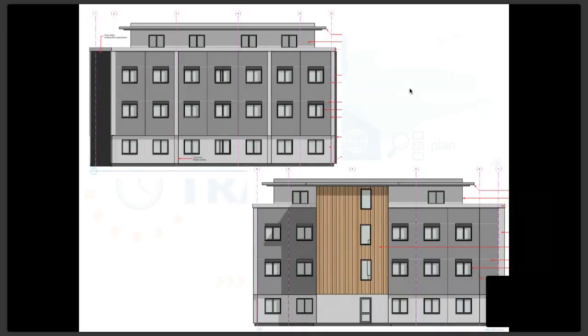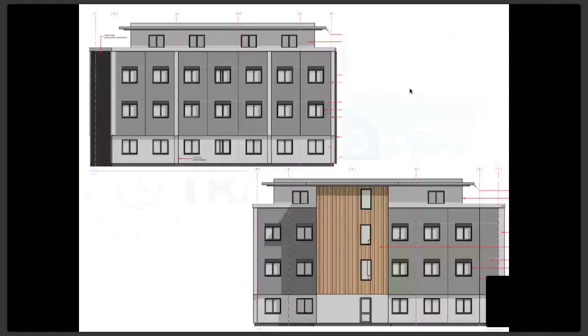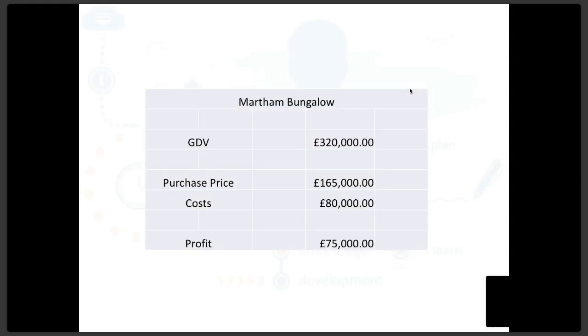You can see there's not just one strategy that they've learned. There's one rent to rent, serviced accommodation. We've got commercial to resi. We've got new build flats, if you like. And then another one here, a bungalow. So it's small residential, 320,000 GDV, 165 purchase, costs 80 grand, 75 grand on a bungalow.